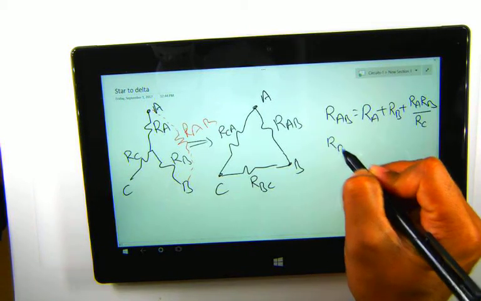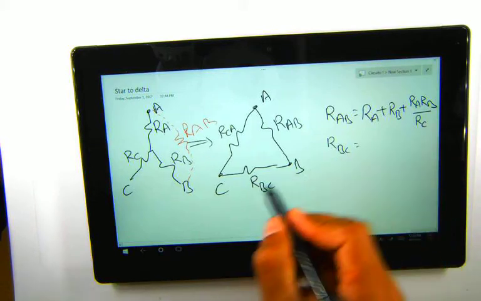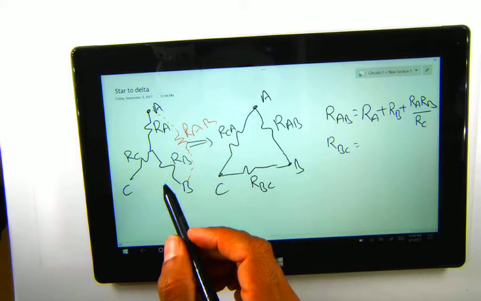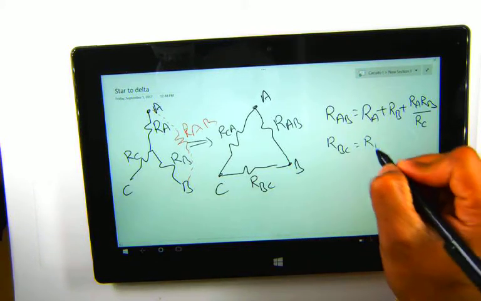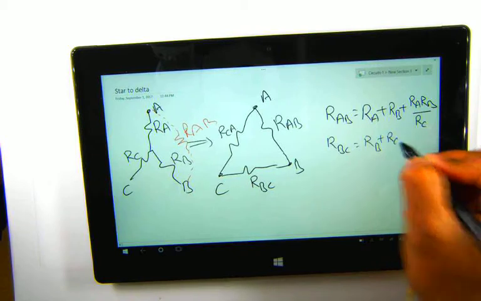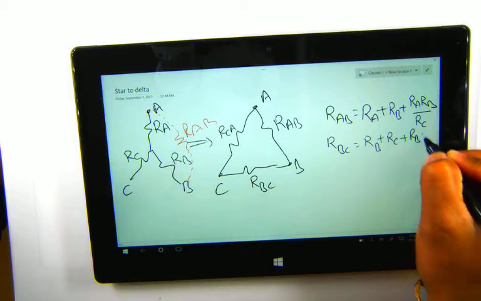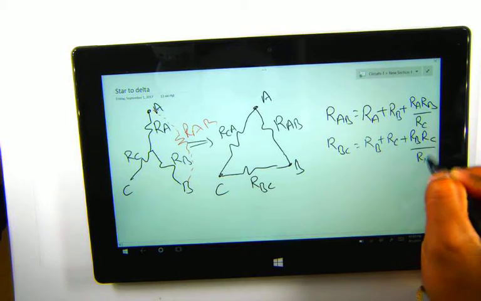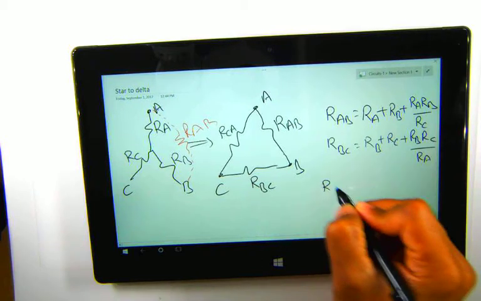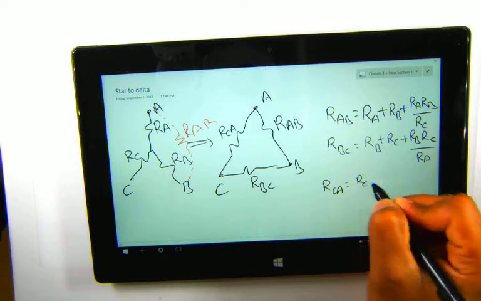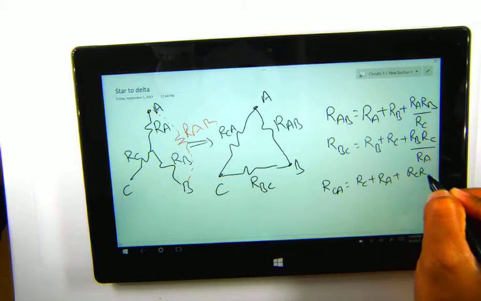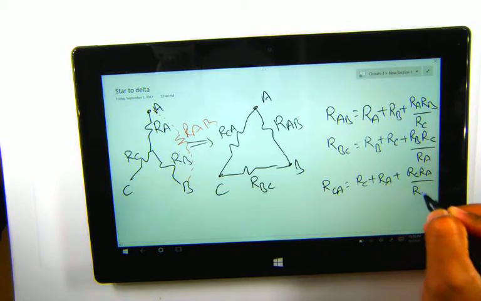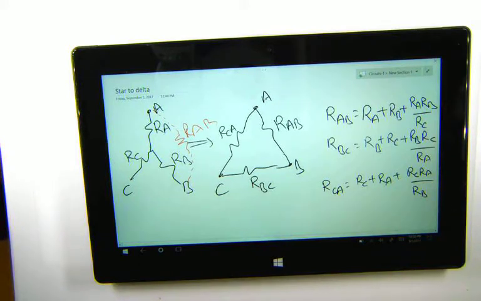Same thing, you can see RBC. So RBC is connected between B and C. So add those two, RB plus RC plus RB times RC over RA, and RCA equal to RC plus RA plus RC times RA over RB. Okay, this is a simple way of converting star to delta.